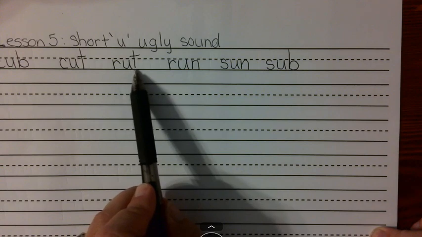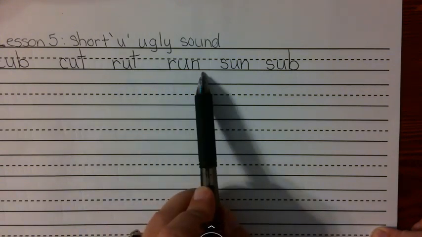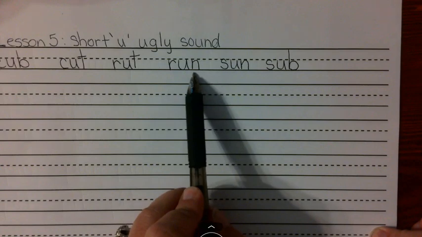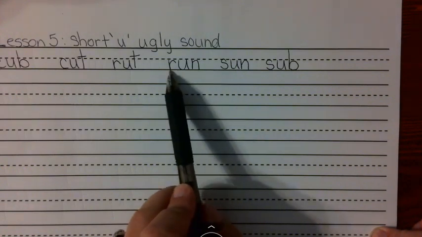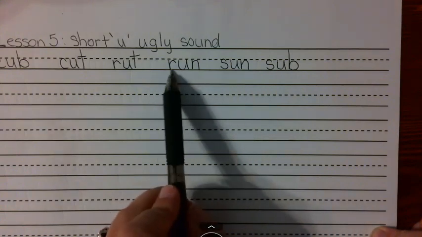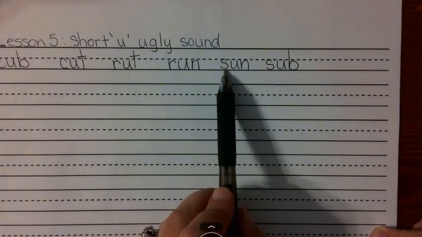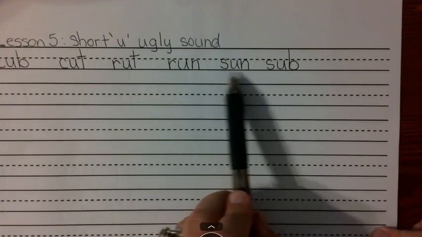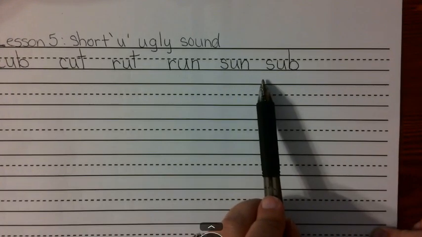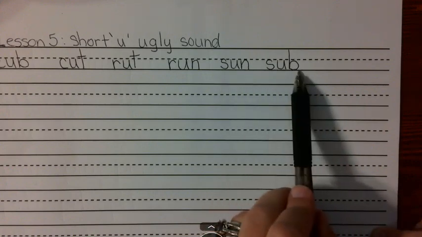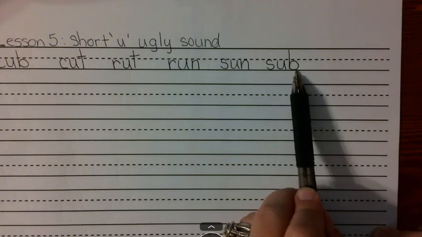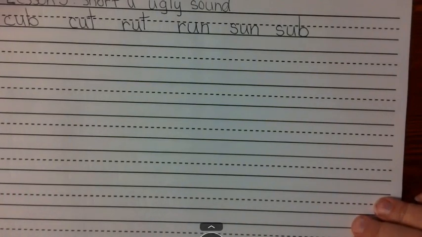Now this time we're going to change the ending sound. So instead of a tickly T on the end, we have a nutty N. So we have rumbly R, short U, ugly sound, nutty N, run. We're going to change our rumbly R to a sizzly S. We have sizzly S, short U, ugly sound, nutty N, sun. And then finally, we're going to change the nutty N to a bubbly B. And we have sizzly S, short U, ugly sound, bubbly B, sub. So those are the words that we're going to work on for today's lesson.